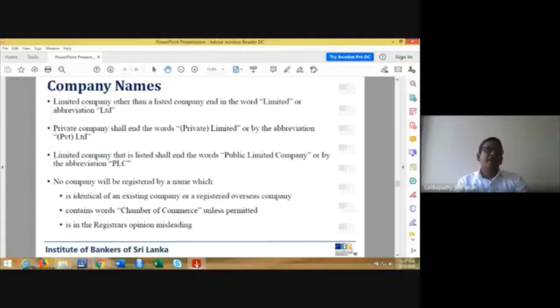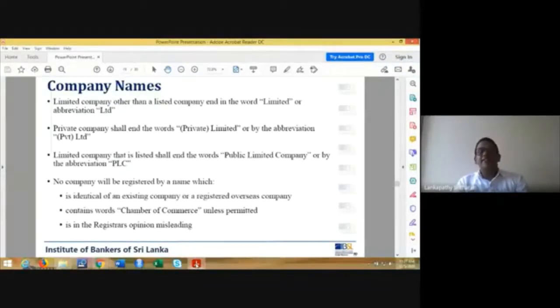So these are the main requirements. If it is a limited company, it should have the word limited or the abbreviation LTD. If it is a private company, private limited or the abbreviation PVT LTD. If it is a public, listed company, it should be public limited company or the abbreviation PLC.